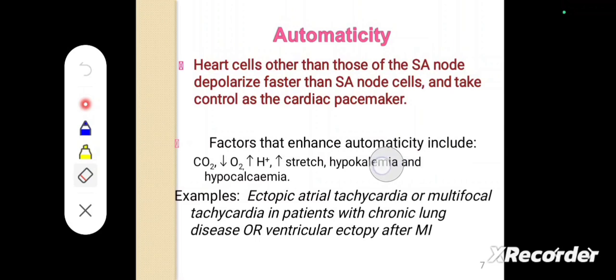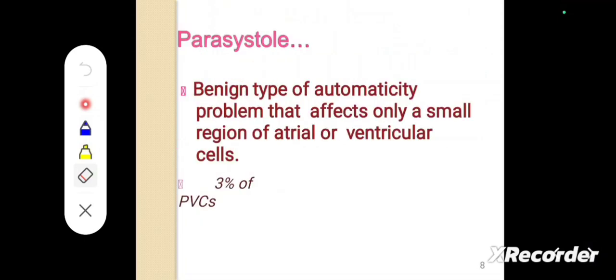Factors enhancing automaticity include the level of carbon dioxide, the level of oxygen, increased levels of hydrogen ions, stretch, hypokalemia, and hypocalcemia. So these are the factors that can induce automaticity in other non-pacemaker cells. That can lead to ectopic atrial tachycardia. The next mechanism that can cause arrhythmia is parasystole, a benign type of automaticity problem that affects only a small region of atrial or ventricular cells.